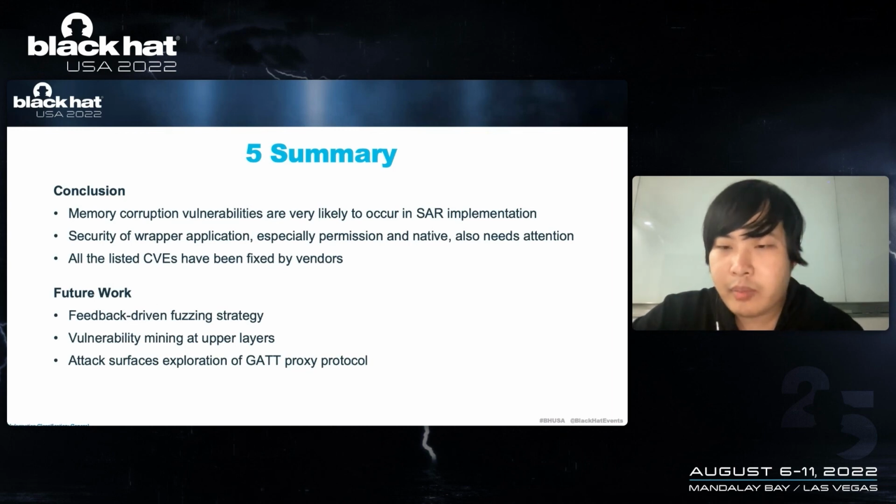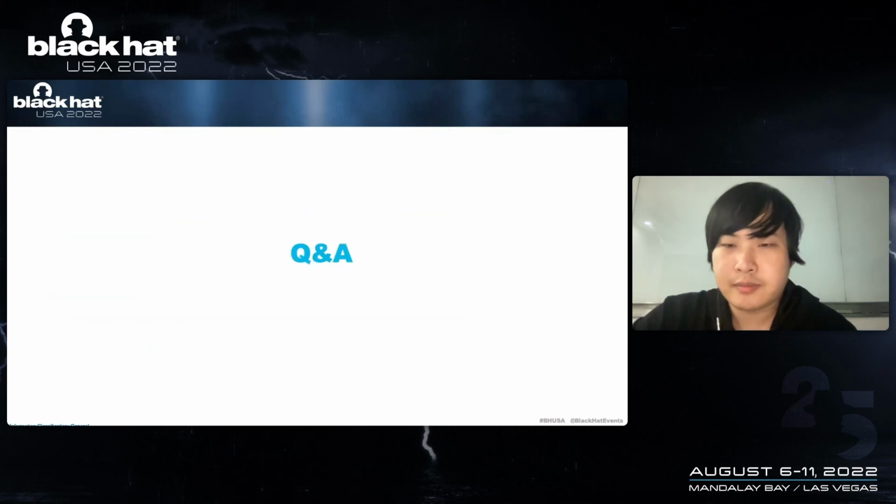For the framework, we plan to enhance our fuzzing system and feedback-driven fuzzing strategy. Our start is currently concentrated on the network layer and the lower transport layer. In the future, we will do vulnerability mining at upper layers. Also, Bluetooth Mesh has a lot of interesting features, such as GATT proxy. We could explore the attack surfaces of the GATT proxy protocol. In the end, we hope our work can help to improve the security of Bluetooth Mesh.